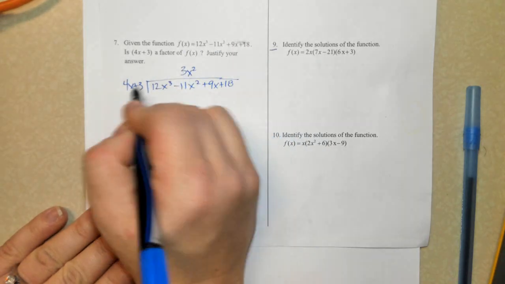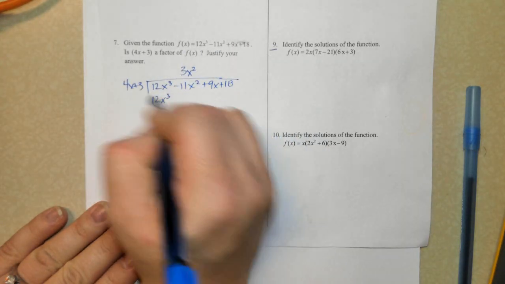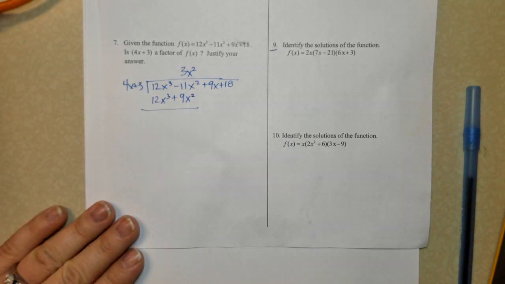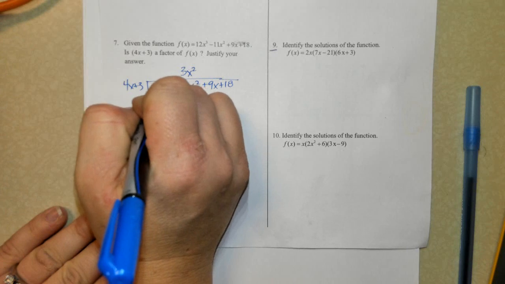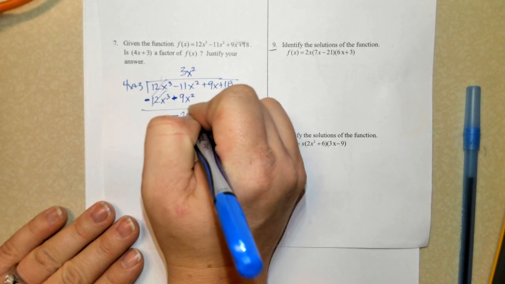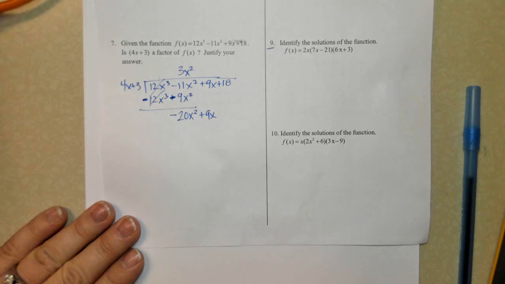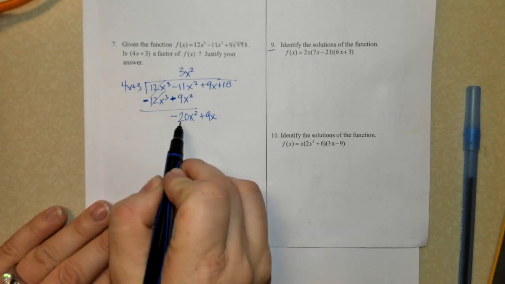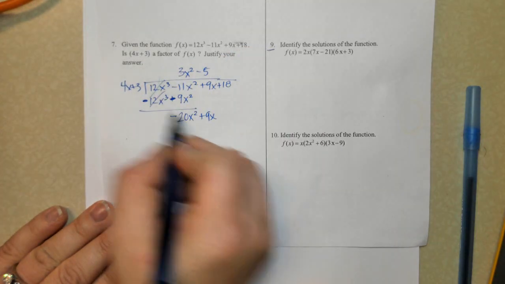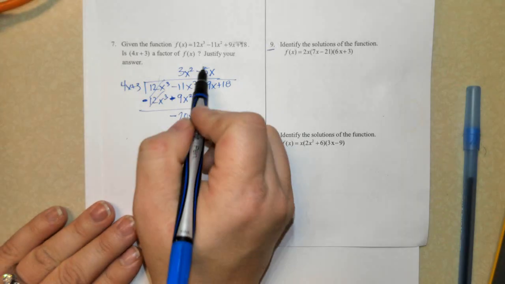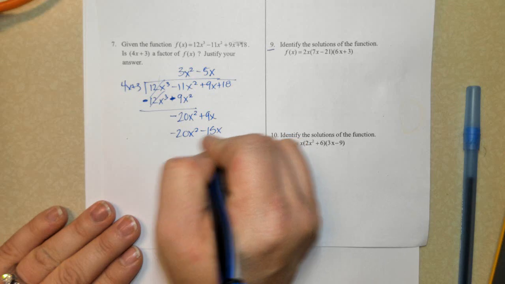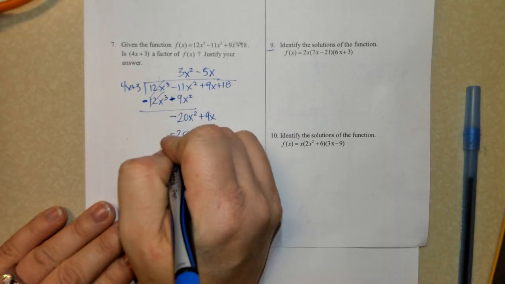Okay, now I'm going to distribute. 12x cubed plus 9x squared. Now I'm going to change the signs and combine down. You're watching my math to make sure I don't make a mistake as I'm rushing through this. I know 4 times negative 5 is negative 20. I need 2 x's. That means I need to attach 1 more. Okay, distribute. Negative 20x squared. Distribute. Negative 15x. Now change the signs.